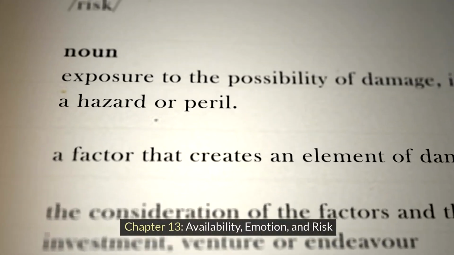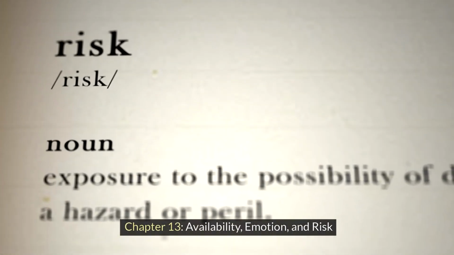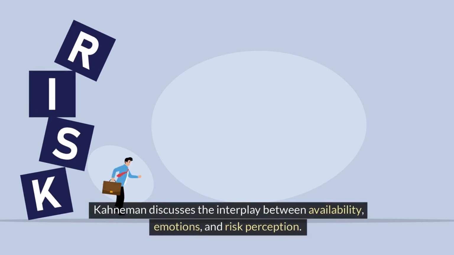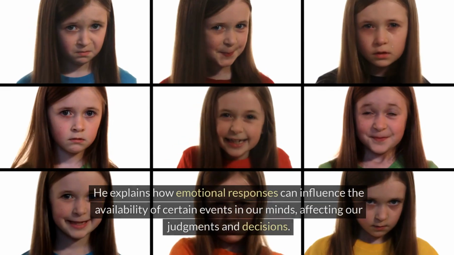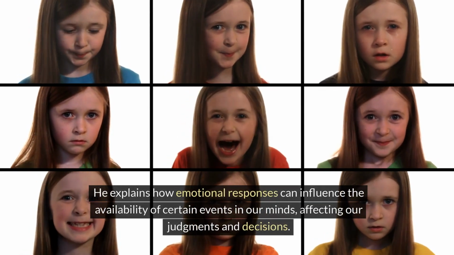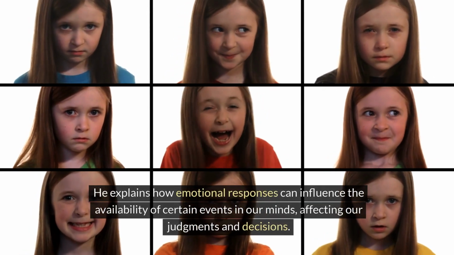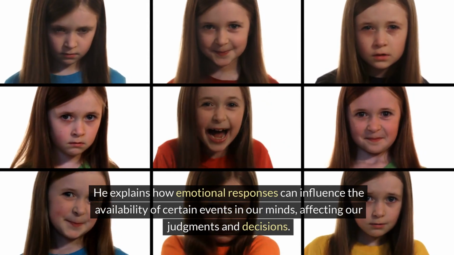Chapter 13. Availability, Emotion, and Risk. Kahneman discusses the interplay between availability, emotions, and risk perception. He explains how emotional responses can influence the availability of certain events in our minds, affecting our judgments and decisions.